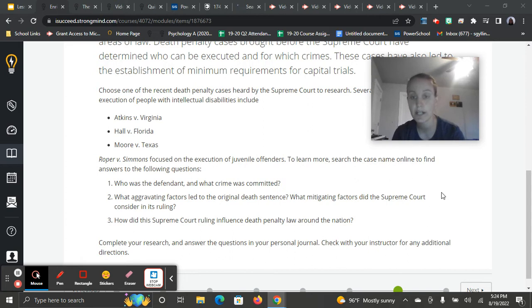So pick one of those four cases and then search the case name online to find answers to the following questions. 1, who was the defendant and what crime was committed? 2, what aggravating factors led to the original death sentence? What mitigating factors did the Supreme Court consider in its ruling? And 3, how did the Supreme Court ruling influence death penalty law around the nation? As you complete your research, do not do it in your personal journal. Do it in this focus notes worksheet that I'm going to show you right here.